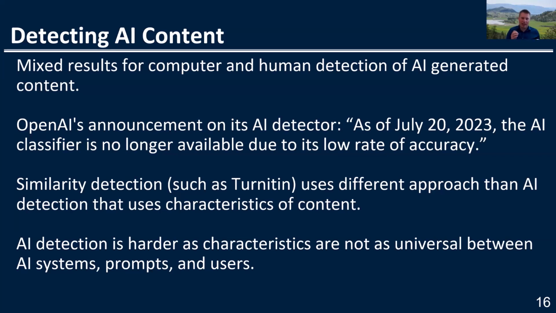The problem with AI detection is it doesn't work with that same idea. The way AI detection algorithms generally work is they look at patterns or statistics as part of how the text is generated that are kind of like a fingerprint saying, hey, this sort of looks like AI. But notice it's not as clear-cut as a similarity detection where you can compare the text directly. So I'm going to argue AI detection is harder because these characteristics are not universal between AI systems, prompts, and users. And let's just take a look at what that potentially could mean.